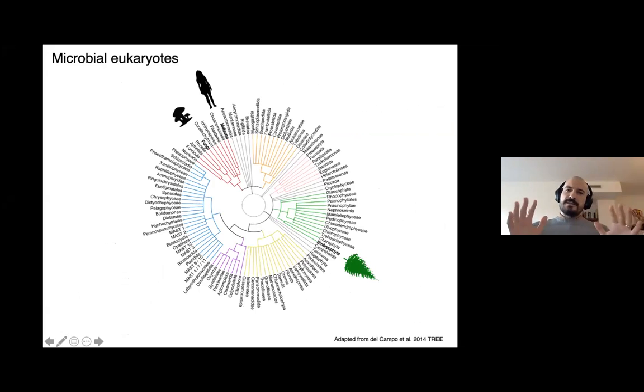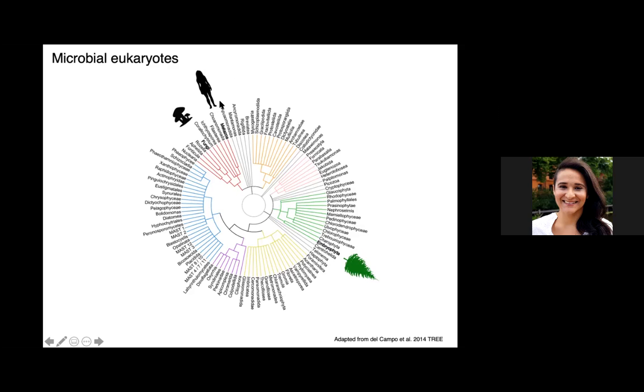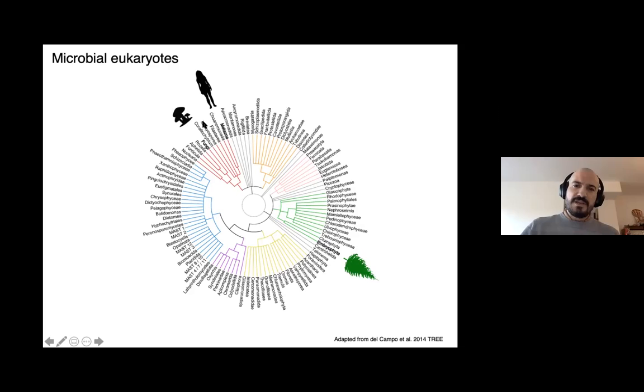This is the tree of eukaryotic life, and I use it as a map. Can you see my pointer? Perfect. We are here, within the metazoans. Our mushrooms and other fungi are here, and our plants are here. These are the three most charismatic eukaryotes, the three big multicellular eukaryotic groups. However, they only represent a tiny fraction of all the eukaryotic diversity.